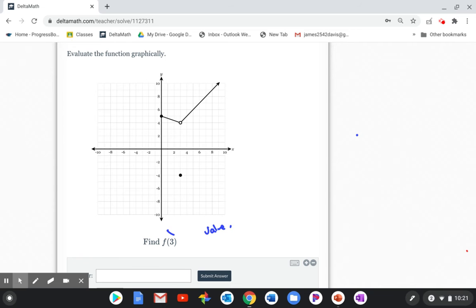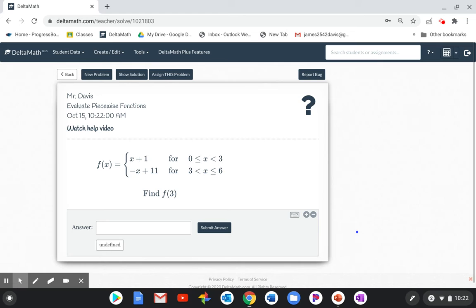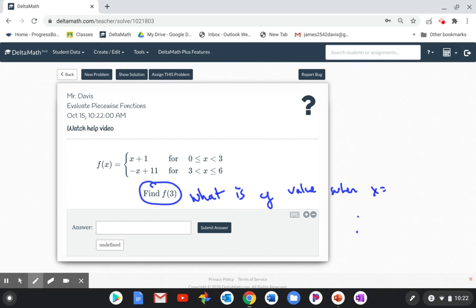Let's go ahead and look at the other type of problem, which you're going to be asked to do, which is to evaluate these piecewise functions. All right, we're actually starting off with a little bit of a confusing one here. We're asked the same question, except we're given the function and not the graph. So we're supposed to find f of 3. So again, what is the y value when x is 3, basically?